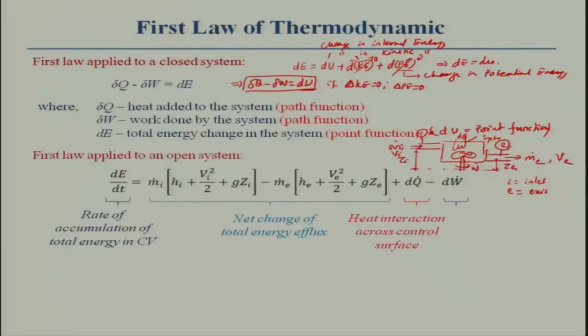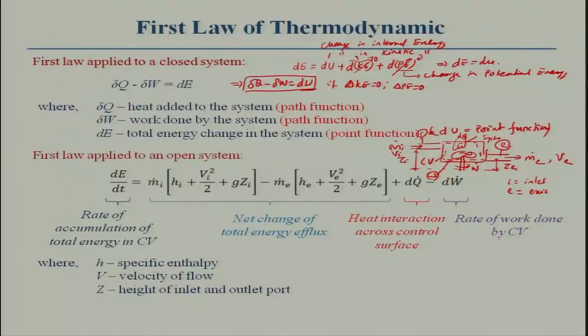So this is basically the rate of accumulation of total energy in the control volume. This is your control volume, CV. And this is your net efflux of total energy, a certain amount of energy is coming in, a certain amount of energy is going out, that is the net efflux. And this is your net heat interaction across the control surface, because this is your control surface. And the other one is your rate of work done in the control volume.